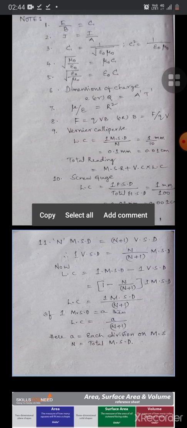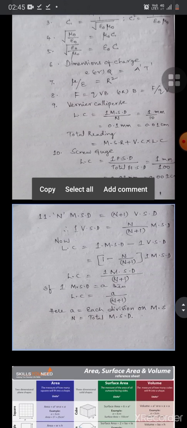Next, some problems are also given based on practical equipment, that is vernier calipers and screw gauge. In the case of vernier calipers, we have two scales, vernier scale and main scale. The least count of vernier scale is given by one main scale division divided by number of vernier divisions, that is equal to 1 by 10 mm, that is equal to 0.01 centimeters. The total reading by using vernier calipers can be calculated as MSR plus VC into LC.